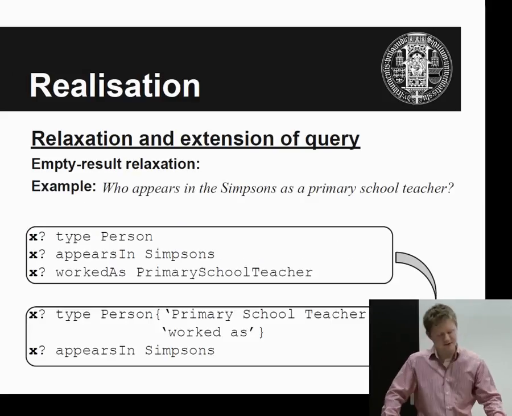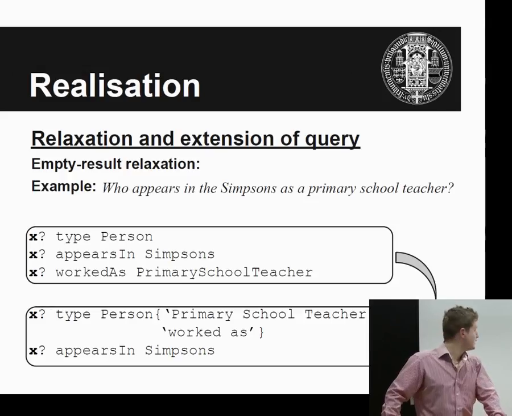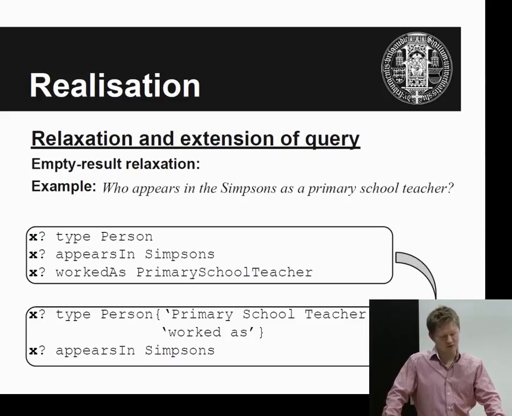Here's an example. For example, this query leads us to an empty result list: X type person, X appears in Simpsons, but X worked as primary school teacher. This triple will lead us to an empty list result. So we remove it and add it as textual information.